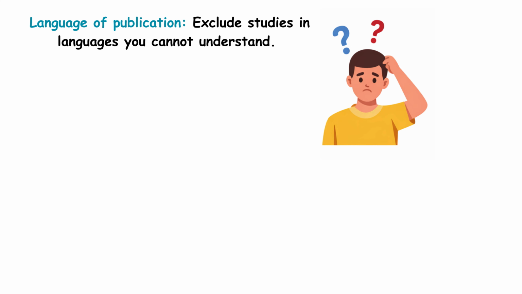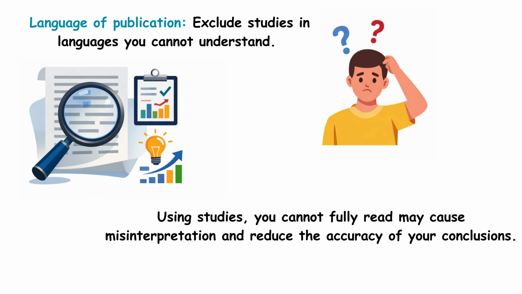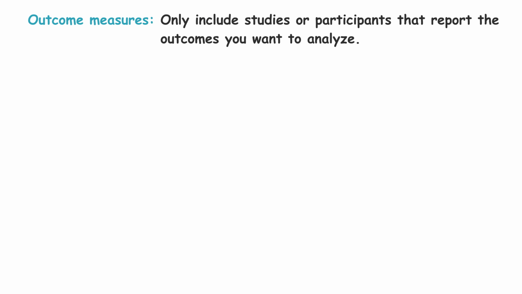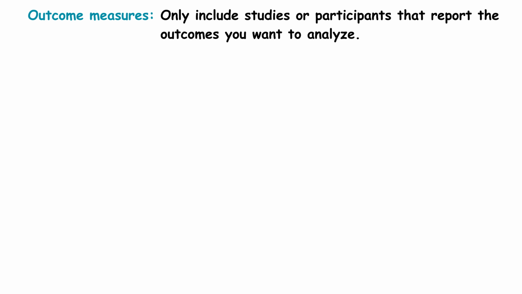Language of publication: exclude studies in languages you cannot understand. Using studies you cannot fully read may cause misinterpretation and reduce the accuracy of your conclusions. Outcome measures: only include studies or participants that report the outcomes you want to analyze.